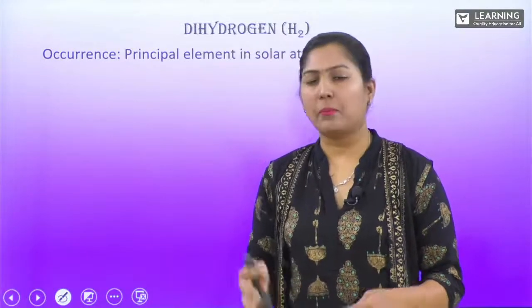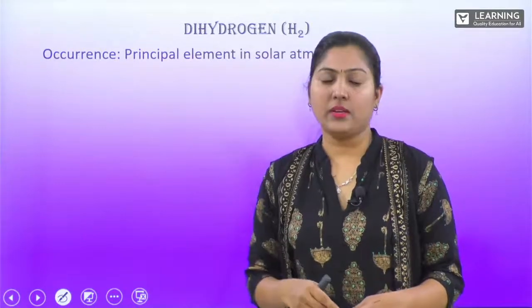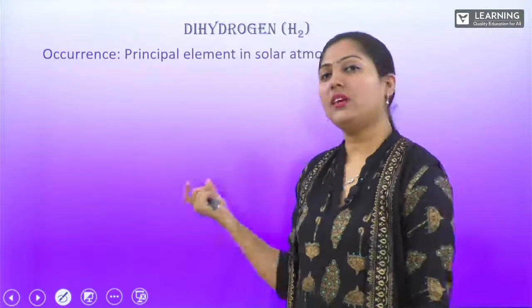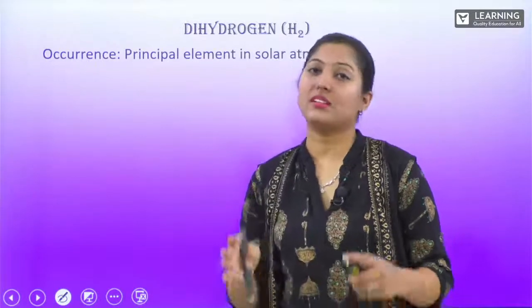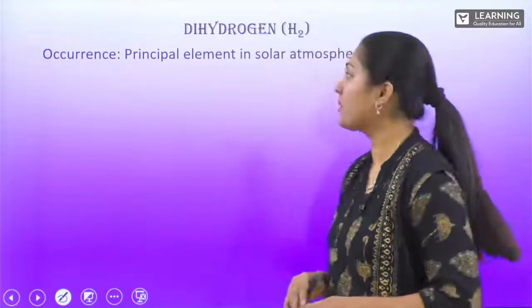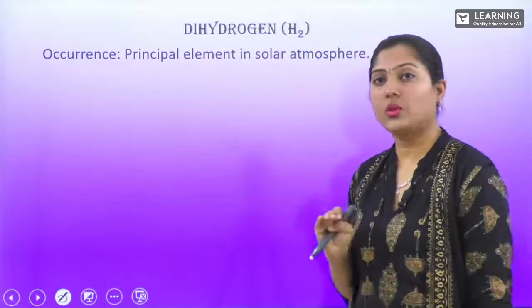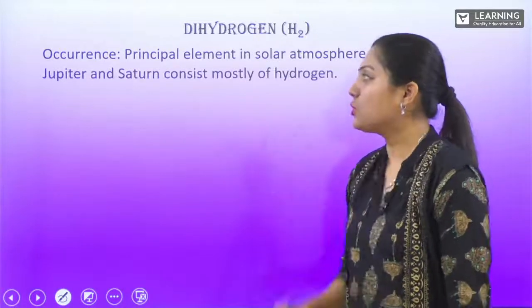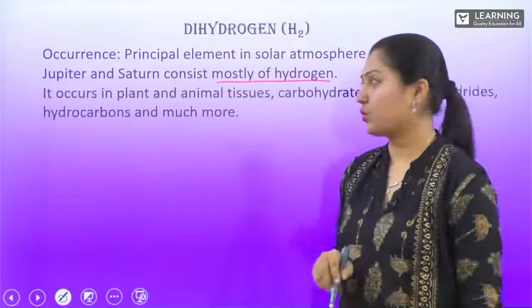So hydrogen is abundant; the universe is made up of 75% of water, whereas in that we have hydrogen, right? So hydrogen is the abundant element present in the universe. We'll see the principal element in the solar atmosphere is also hydrogen. Even Jupiter and Saturn consist mostly of hydrogen.